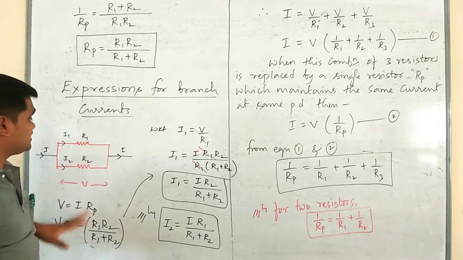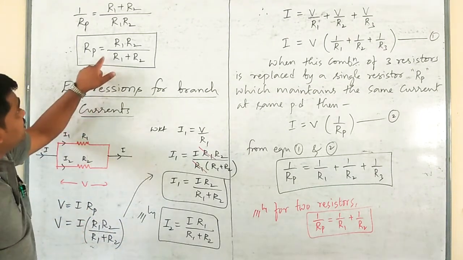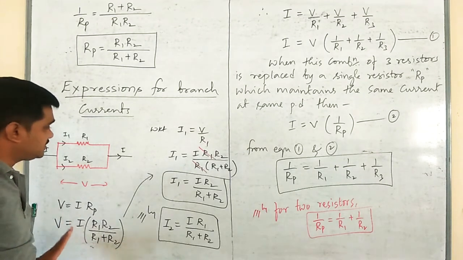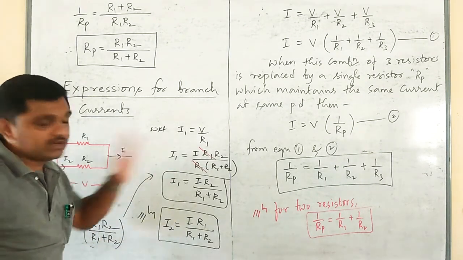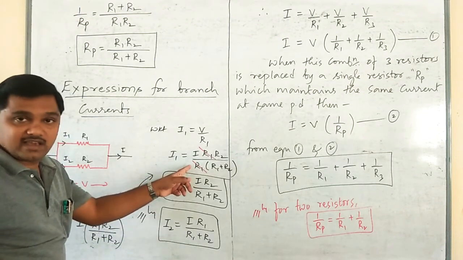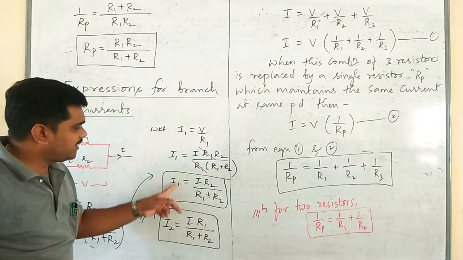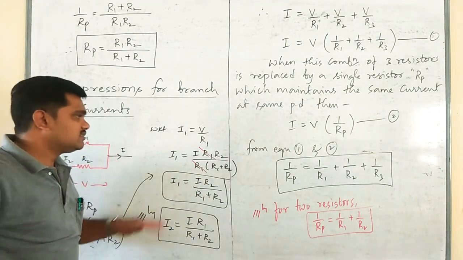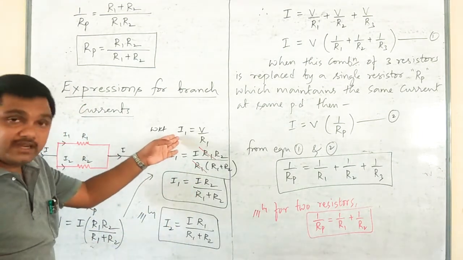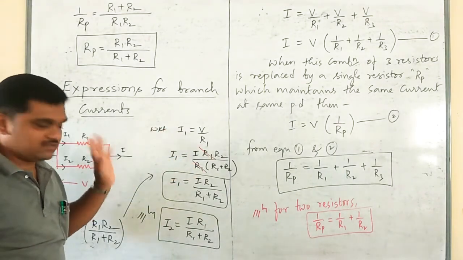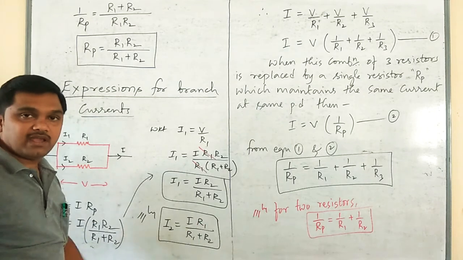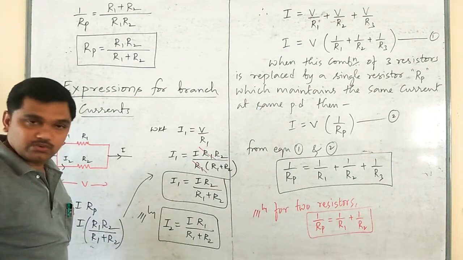Rp means effective resistance. Next, the Rp value is given by R1 R2 divided by R1 plus R2. Next, the value of V I have written here. R1 gets cancelled here, so the remaining thing is I1 is equal to I R2 divided by R1 plus R2. Similarly, if we go for I2, then R2 will cancel. Therefore, I2 is equal to I R1 divided by R1 plus R2.